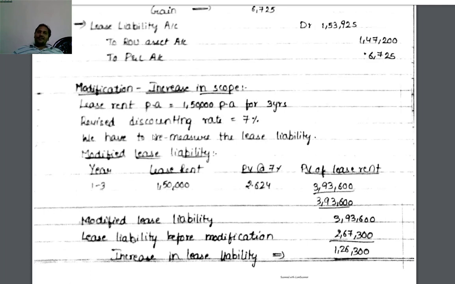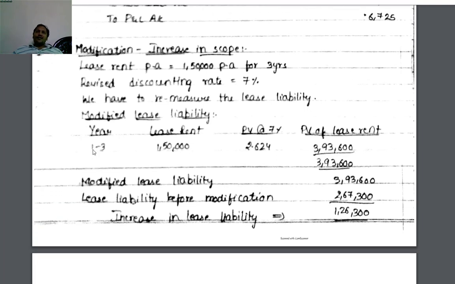So the modification: lease rent per annum is 1,50,000 for the next 3 years. Revised discounting rate 7%. So remeasurement of liability, or modified lease liability: years 1 to 3, lease rent 1,50,000, discounted at the revised rate of 7%. Repetitive cash flows are there, so we can go by annuity factor. Annuity factor at 7% for 3 years is 2.624. 1,50,000 into 2.624 is 3,93,600, the present value of lease rent. This is nothing but the modified lease liability, 3,93,600.